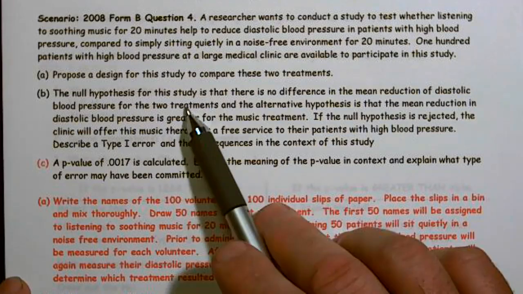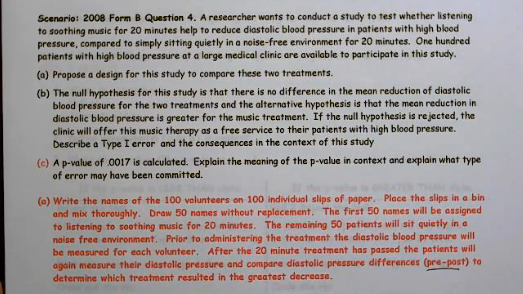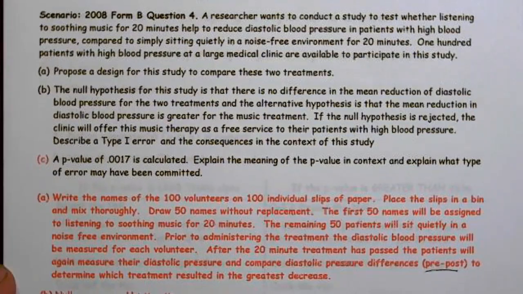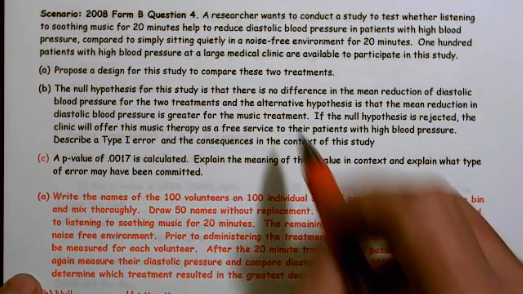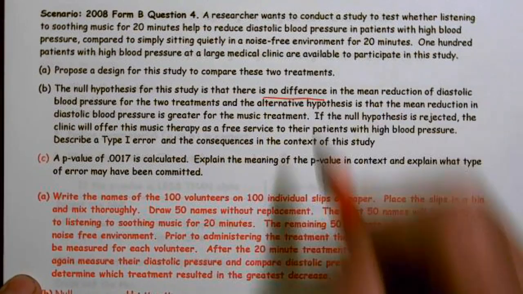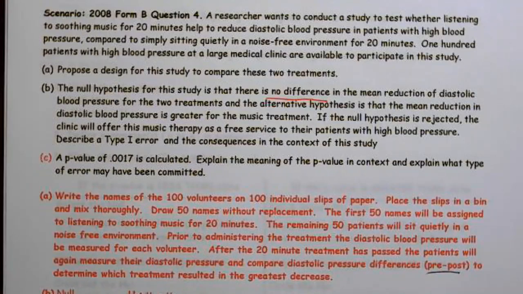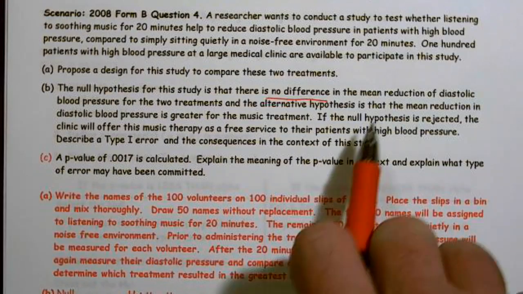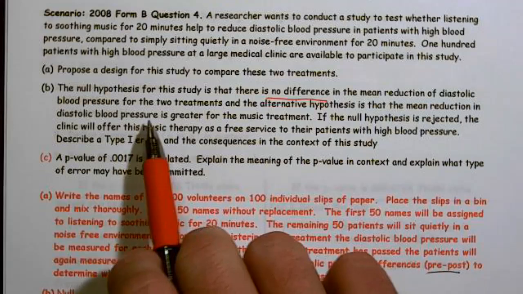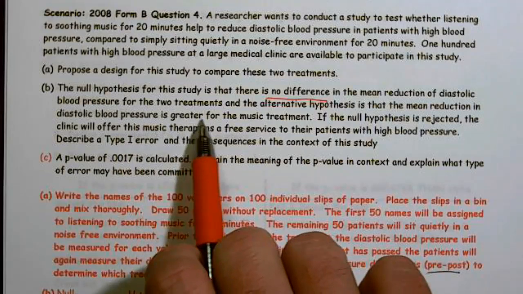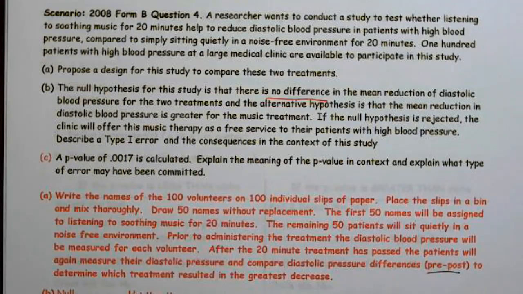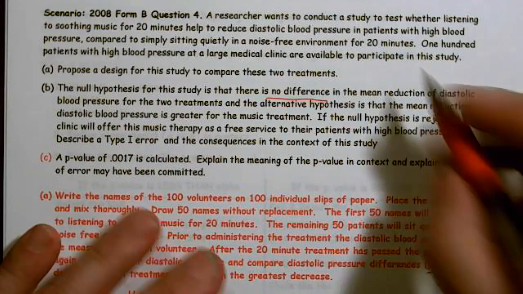Then part B, we start getting into errors. The null hypothesis for this study is that there is no difference in the mean reduction of diastolic blood pressure for the two treatments. And the alternative hypothesis is that the mean reduction in diastolic blood pressure is greater for the music treatment. Now, I want to tell you, we need to be very careful.